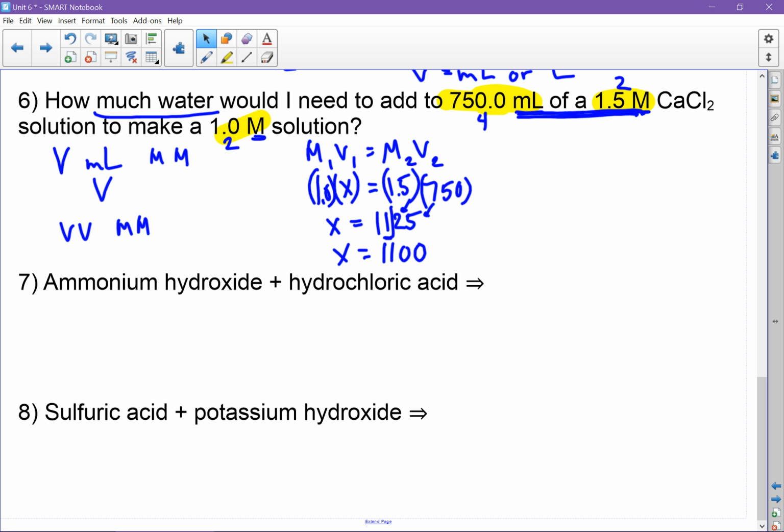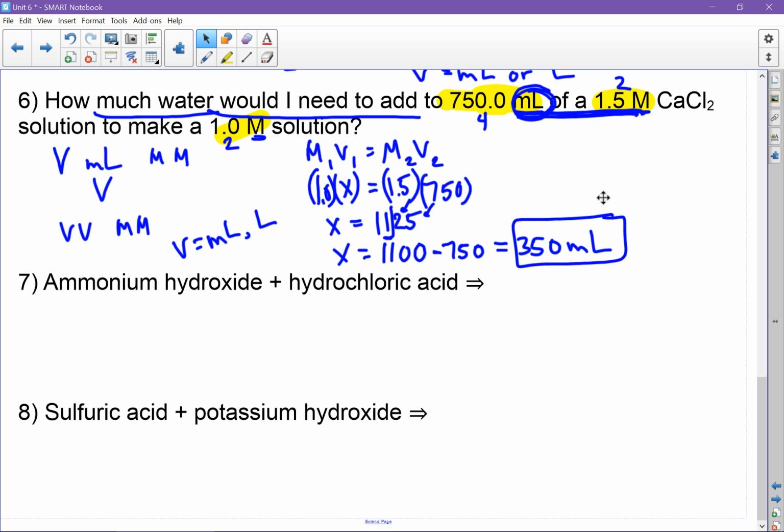Okay. Last thing is it says how much water would I need to add, right? So it's not actually asking me for this 1100. I actually want to know what's the difference between that and what I originally had. When I subtract those two numbers, I get 350. That's the actual answer that you want. Lastly, volume can be milliliters or it can be liters. Since this question here gave us milliliters, that's what we will put on our answer.